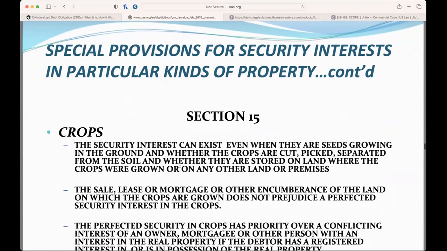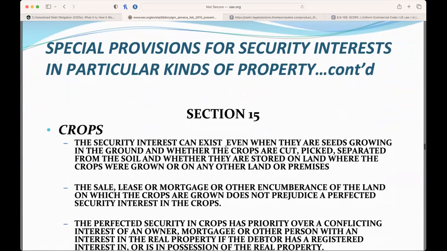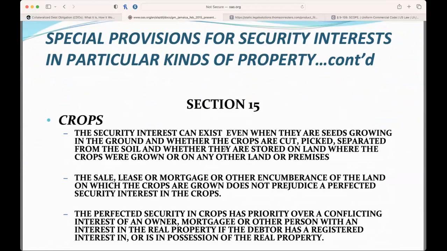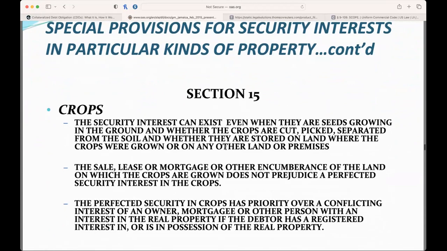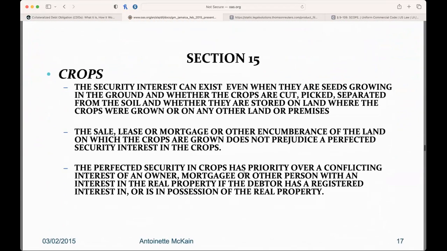Crops. The security interest can exist even when there are seeds growing in the ground and whether the crops are cut, picked, separated from soil, and whether they are stored on land where the crops were grown or any other land or premises. The sale, lease, or mortgage or other encumbrance of the land on which crops are grown does not prejudice a perfected security interest in the crops. A perfected security in crops has priority over a conflicting interest of an owner, mortgagee, or other person with an interest in the real property if the debtor has a registered interest in or is in possession of the real property.